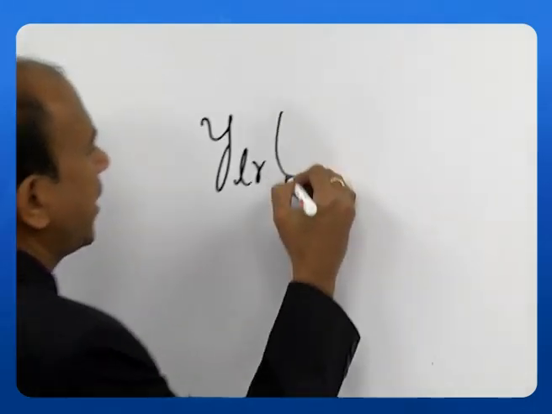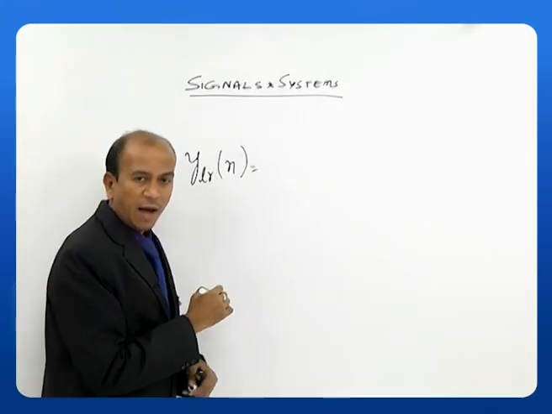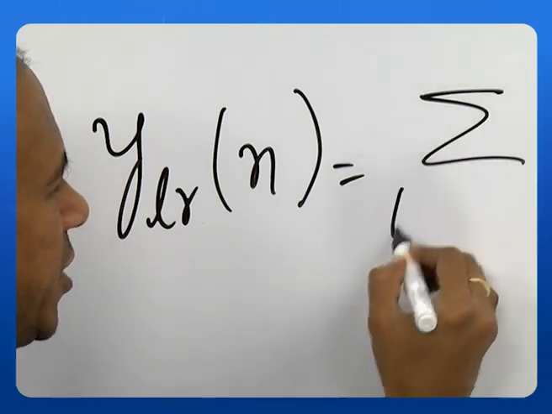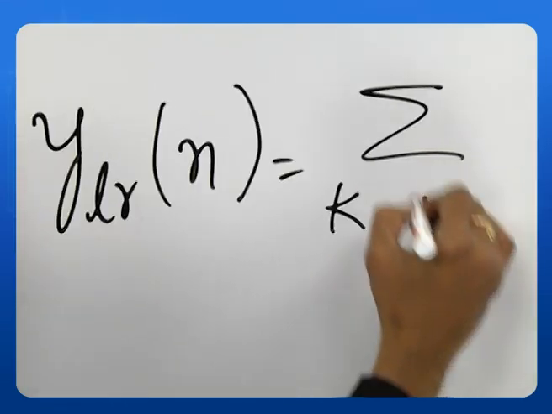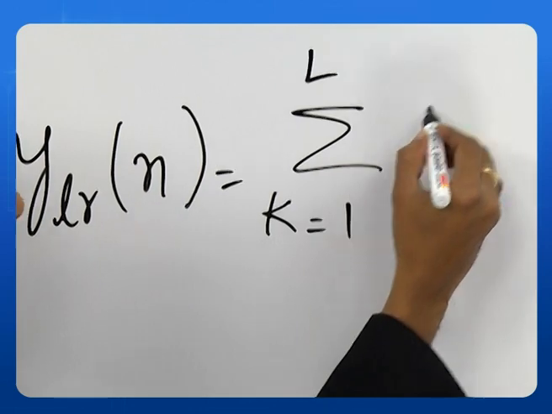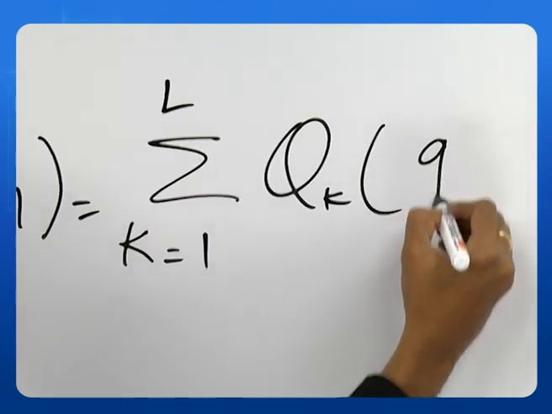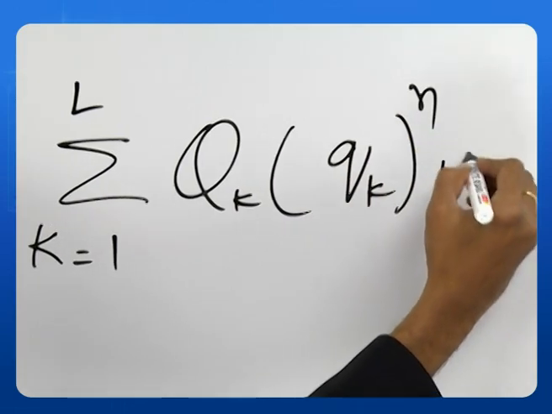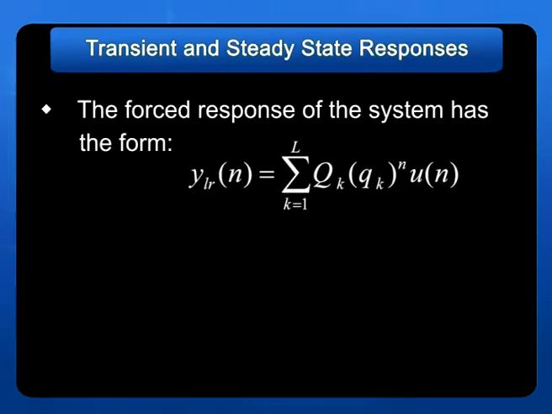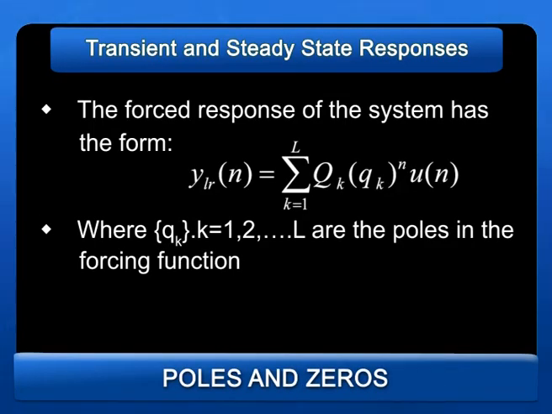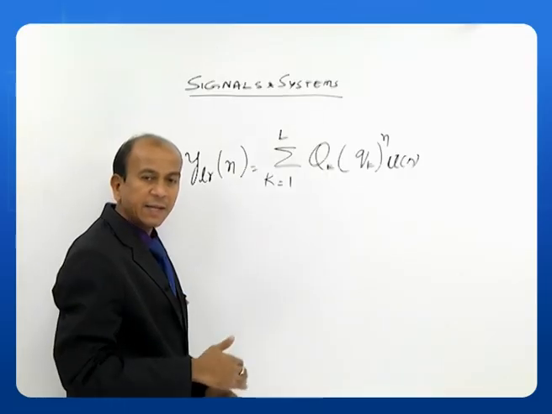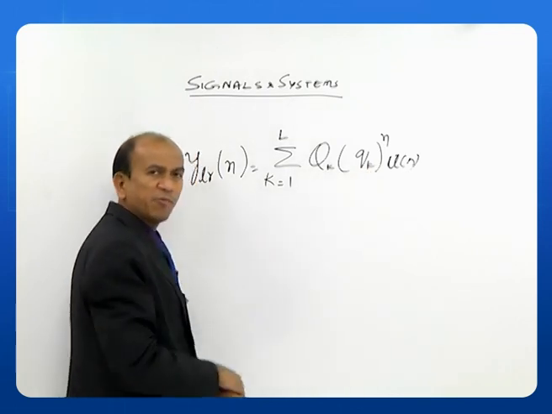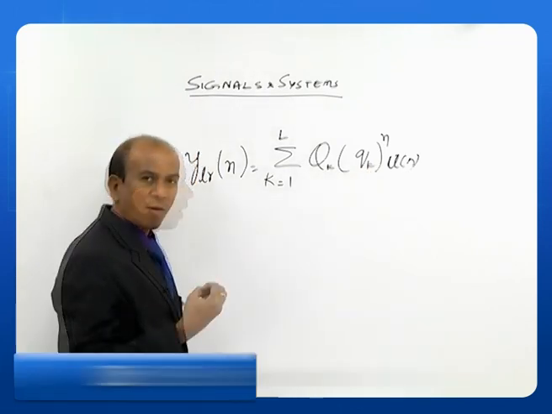So we are indicating this by LR, that is given by summation k is equal to 1 to L. We will see the forced response form. It is given by LR of n, and it is given by summation of k is equal to 1 to capital L, capital Q of k, small q of k to the power of n, u of n. Again here, this represents the number of poles present on the forcing function.